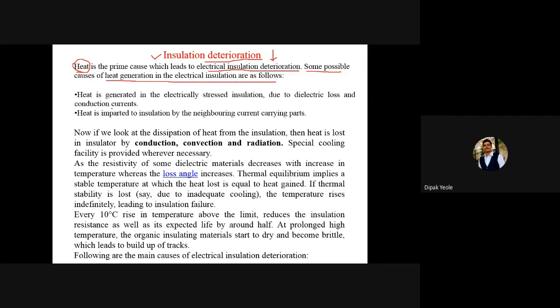So how is the heat going to be produced inside the electrical equipment? Heat is generated in the electrically stressed insulation due to dielectric loss. Now this is the important word, dielectric. Obviously it is related to the insulator. So whenever the dielectric is lost, or there is a failure of dielectric, heat can be generated, and also by the conduction currents. So the current flowing through that particular wire develops heat.